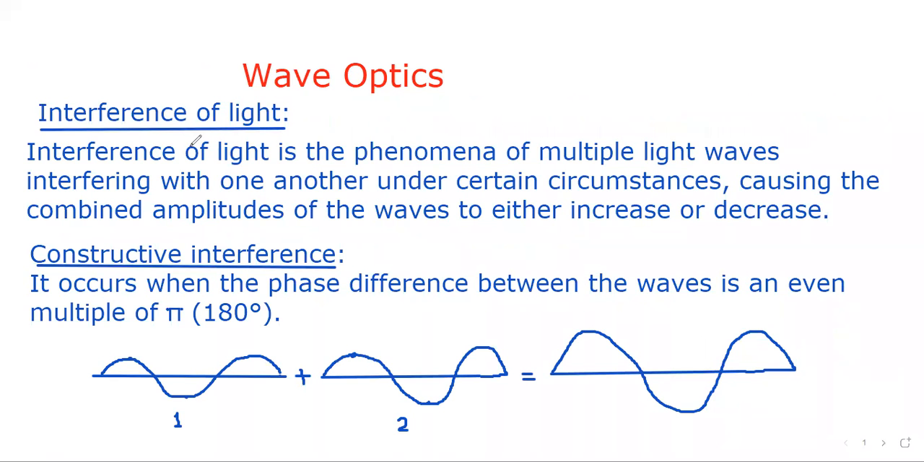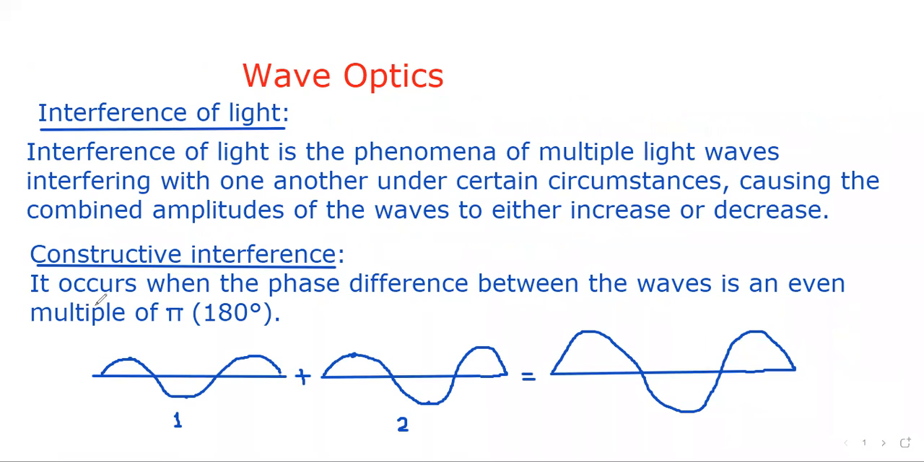Wave optics, interference of light. Interference of light is the phenomenon of multiple light waves interfering with one another under certain circumstances, causing the combined amplitudes of the waves to either increase or decrease or completely get cancelled.